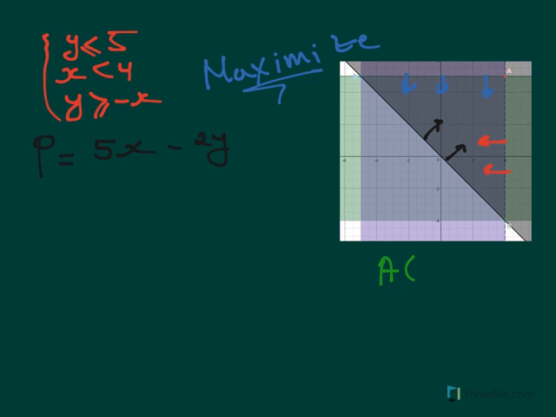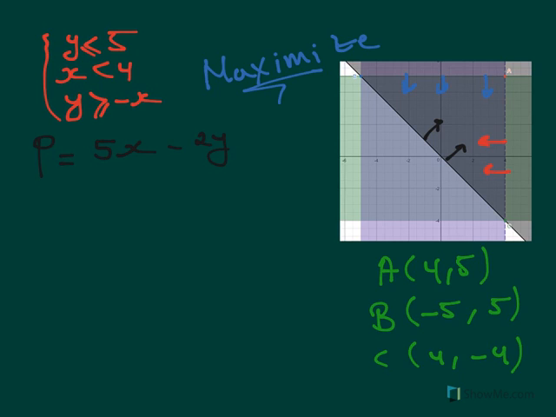A is actually at 4 and 5. Point B is at negative 5 and 5. Point C is happening at 4 and negative 4. So these are the intersection points or the corners of this shape or that triangle.